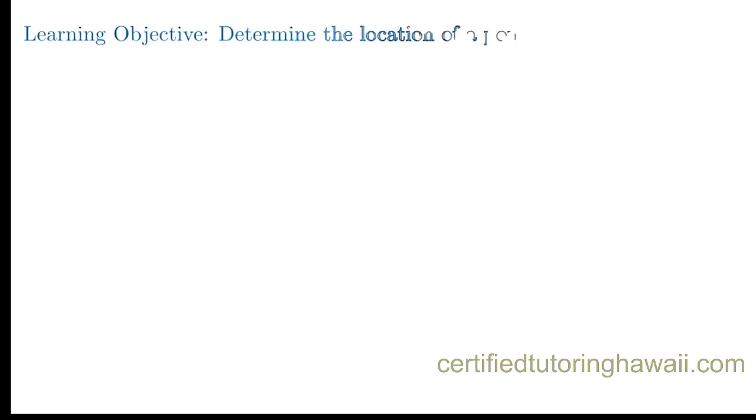Hello. Today, we're going to dive into the fascinating world of trigonometry and polar coordinates, which is topic 3.13 in AP Precalculus. By the end of this lesson, you will be able to determine the location of any point in a plane using both rectangular or Cartesian coordinates and polar coordinates.